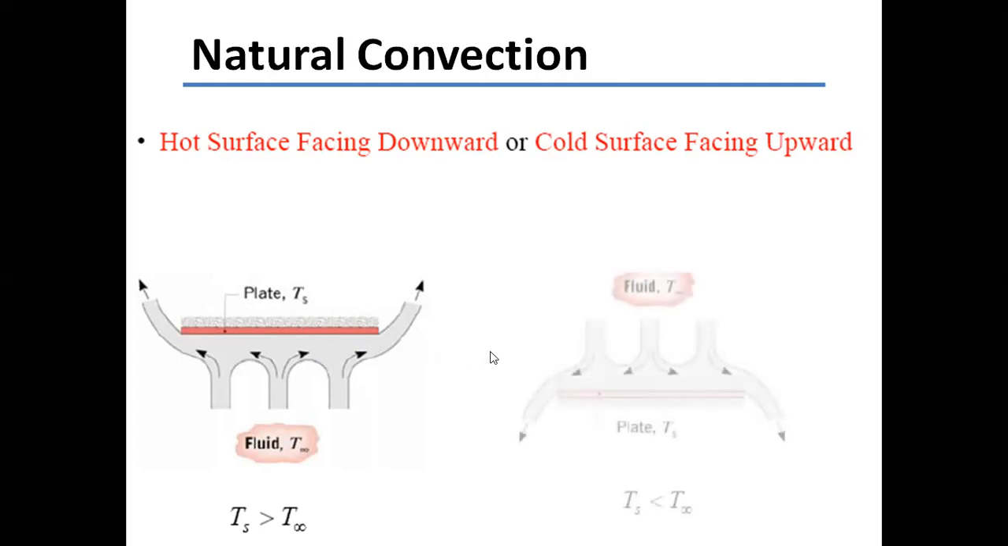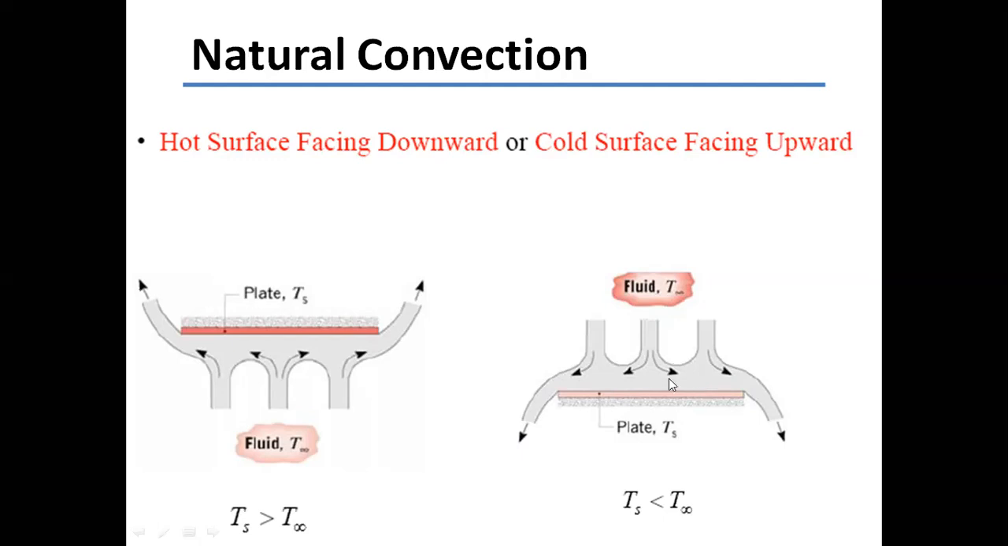Similarly, if a cold surface is facing upward, what happens? Air or liquid, any fluid that comes in contact with the surface, its temperature decreases. When temperature decreases, its density increases. When the density increases, this fluid will try to sink. So it flows downward like this. When it leaves, the surrounding air will try to occupy this space, and a convection current will set in this fashion.